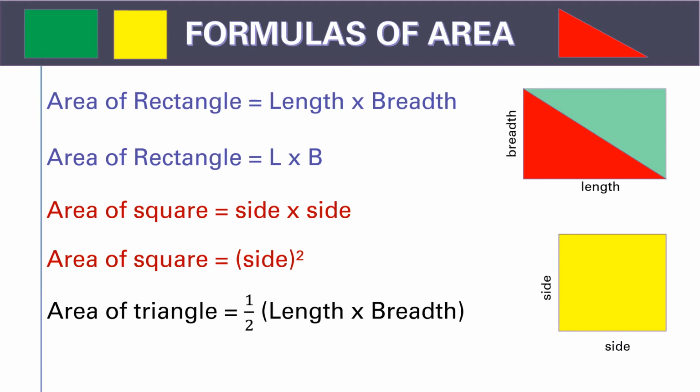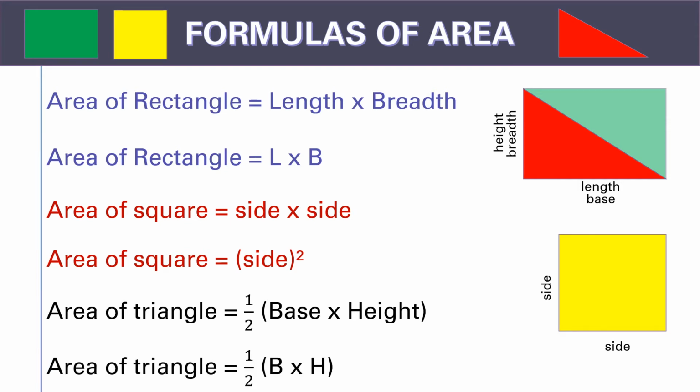But in a triangle, instead of length and breadth, we are going to use base and height. So area of triangle is equal to 1/2 of base multiplied by height. Or in short form, we write it as 1/2 of (b multiplied by h). Let's try using these formulas with a few examples to see how it works.